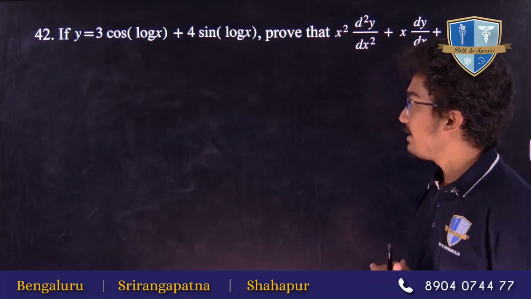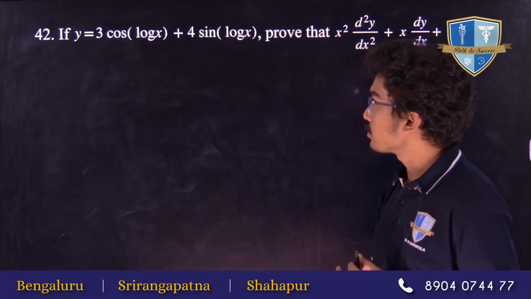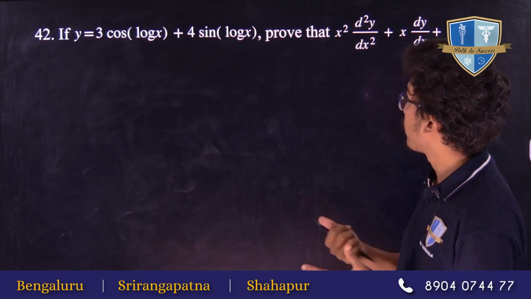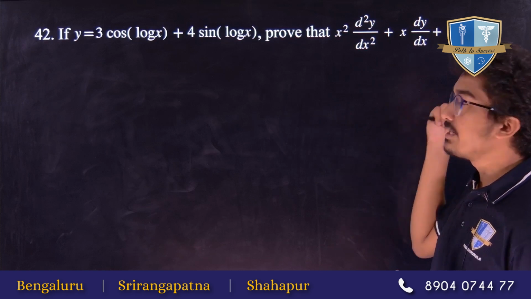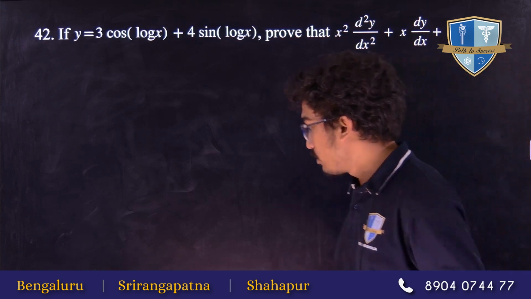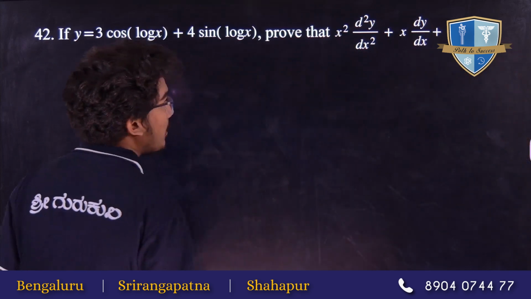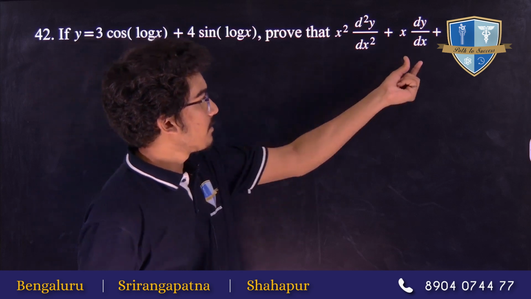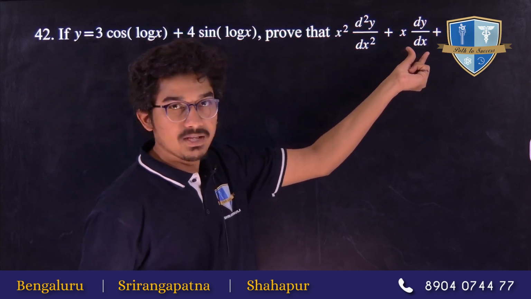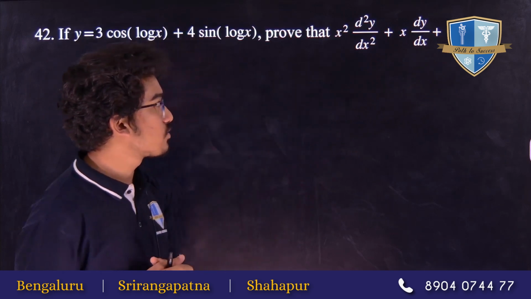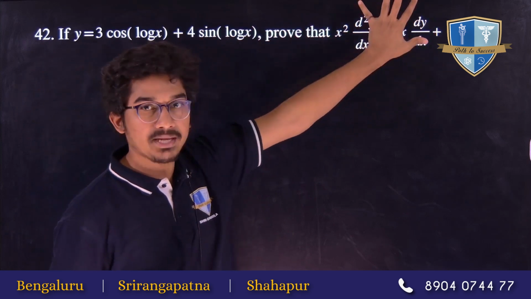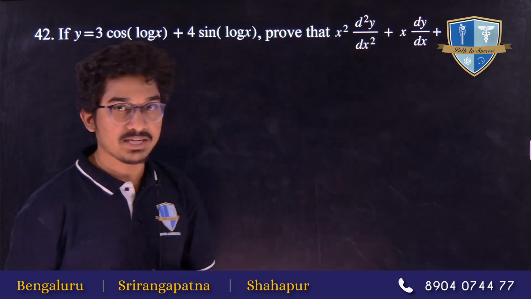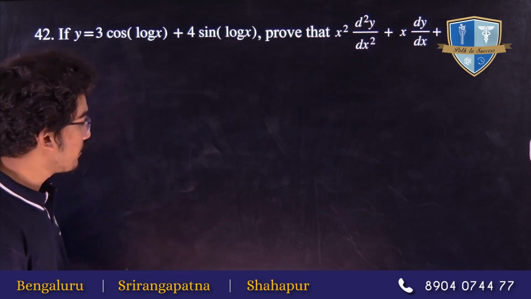So next question is, if y is equal to 3 cos of log x plus 4 sin of log x, then prove that x square d2y by dx square plus x into dy by dx plus y is equal to 0. So to prove this, what will we do? First we'll find dy by dx. We already have y. We'll find dy by dx and d2y by dx square, and put everything in the left hand side of the equation, and try to make it equal to 0. That is our RHS, and hence the equation will be proved.